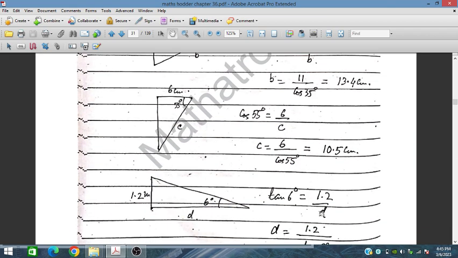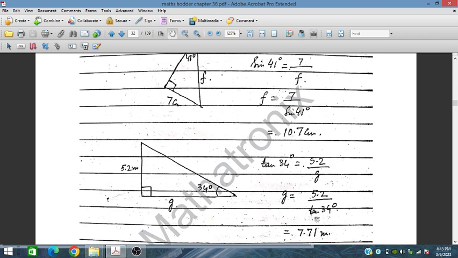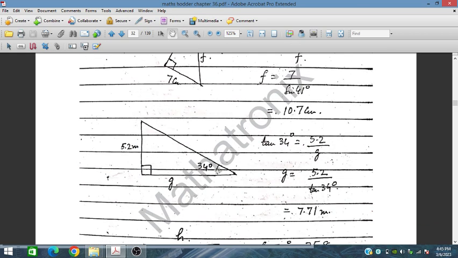Now part G: this is opposite, this is adjacent. So tangent 34 degrees is equal to 5.2 divided by G. So G is equal to 5.2 divided by tangent 34 degrees. So this is 7.71 meters.